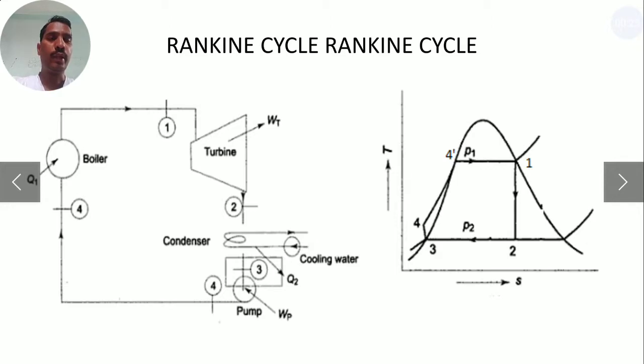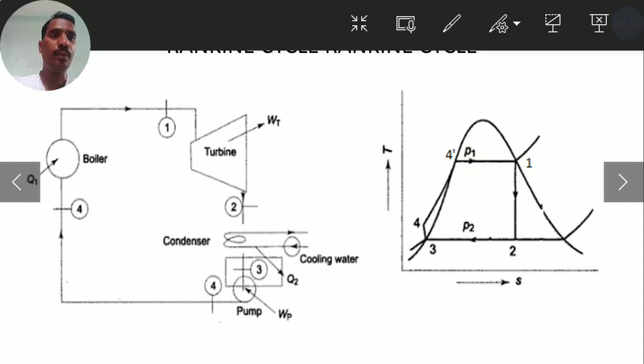The Rankine cycle has four processes. Two are heat transfer processes and two are work transfer processes. In this Rankine cycle, 4 to 1 is the heat addition process in the boiler and 2 to 3 is the heat rejection process in the condenser.